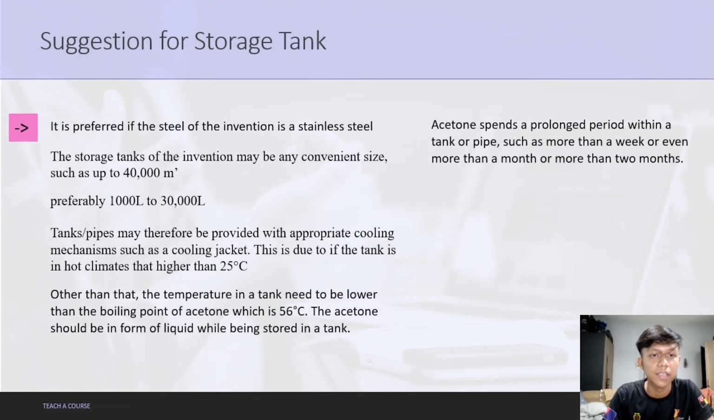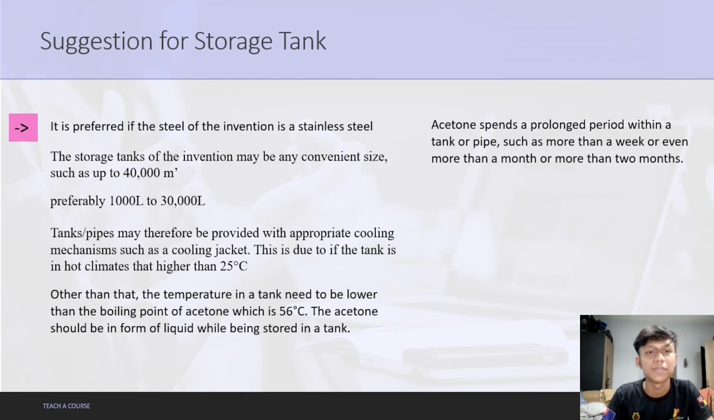As a suggestion for the storage tank, it is preferred that it be made of stainless steel, because stainless steel can avoid rust. The size of the storage tank might be any convenient size, such as up to 40,000 cubic meters. The acetone filled in the storage tank is 1,000 liters to 30,000 liters, and the rest of the volume may be used by the acetone if expansion occurs.